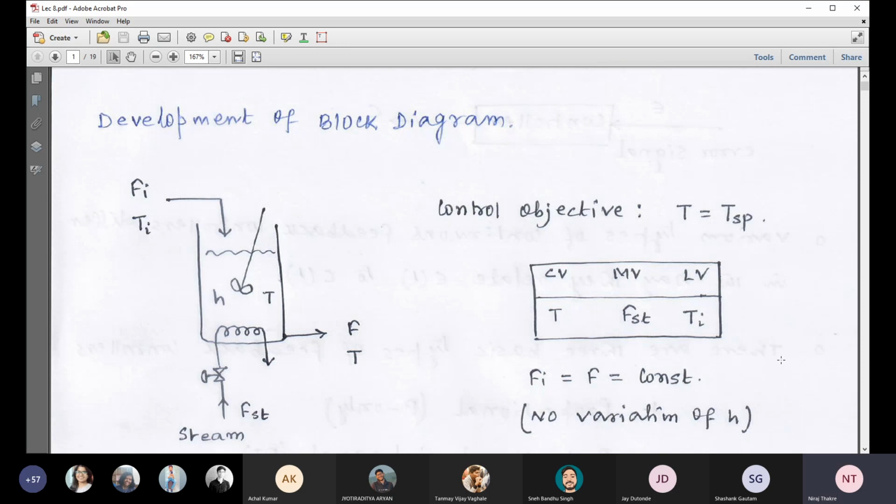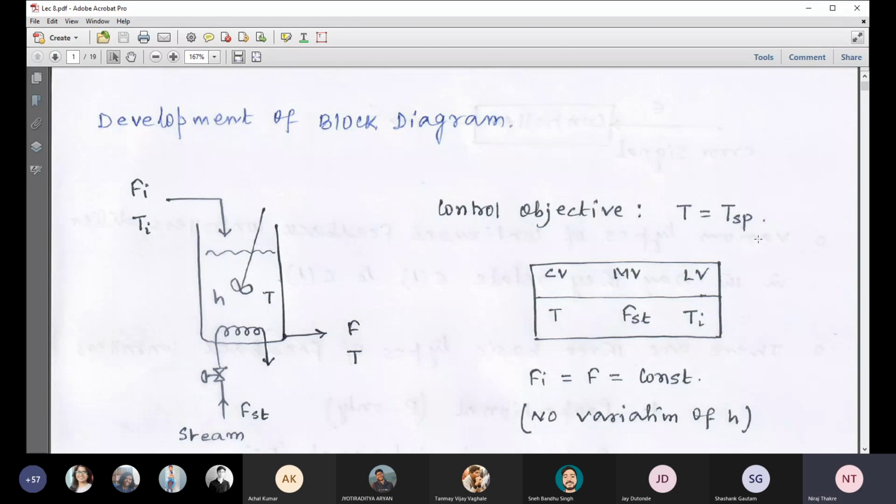So this is a heating tank system, and I hope you all are accustomed with this system. Here Fi is the flow rate and Ti is the temperature of the inlet stream, and the corresponding flow rate and temperature for the outlet stream we are representing by capital F and T. Steam is there, which is basically supplying heat. And for this heating tank system, our control objective is to maintain the temperature at its set point value. That's why it is written here as T equal to T set point.